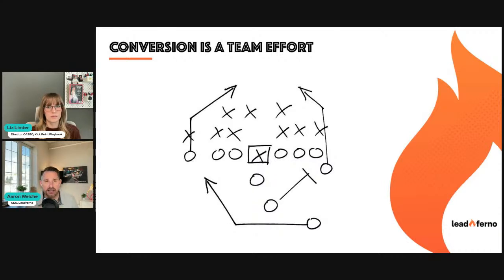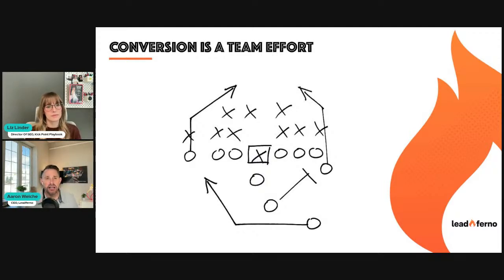So through all these things we talked about today, just understand it's a team effort, right? Just like a football team, every player has to execute their position well in order for the quarterback to have enough time to hand the ball off, to throw the ball off, to spring somebody for a touchdown.